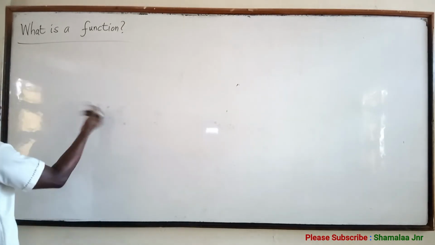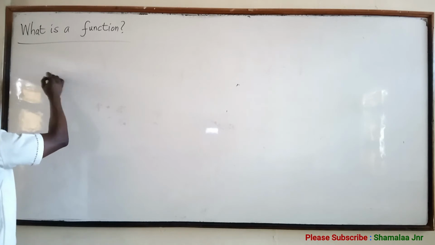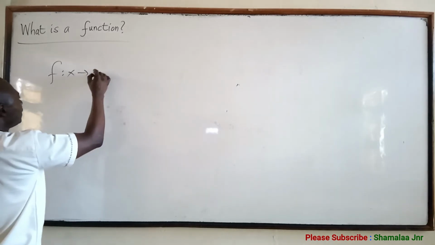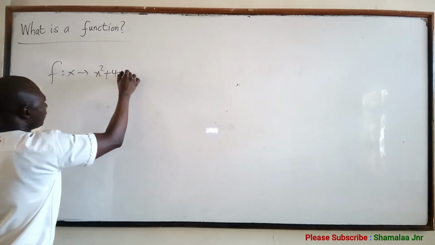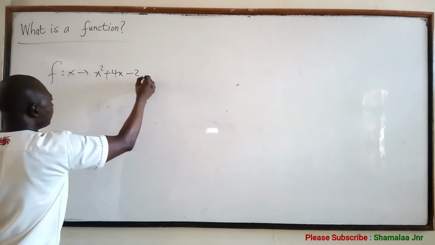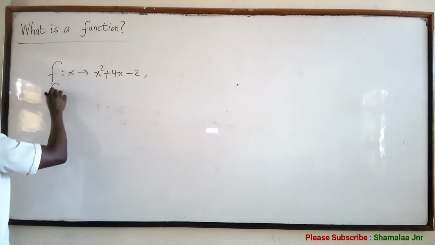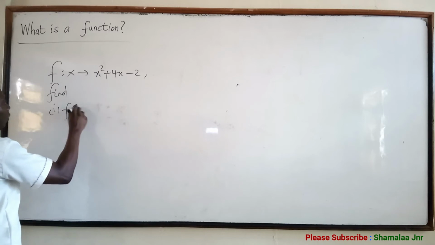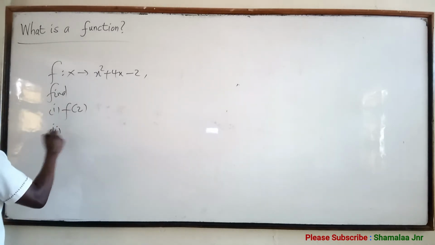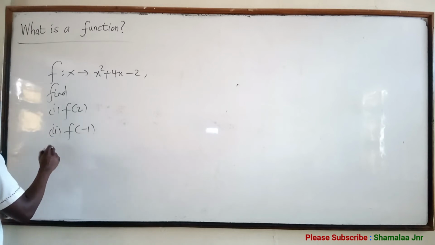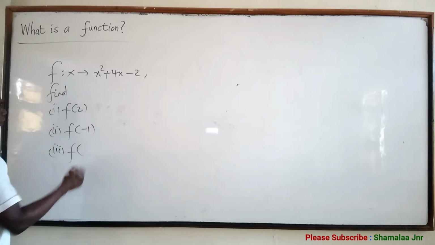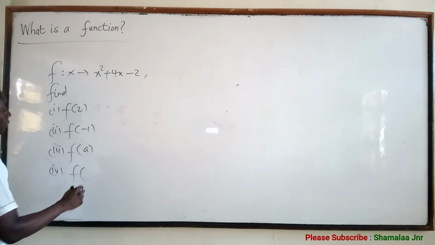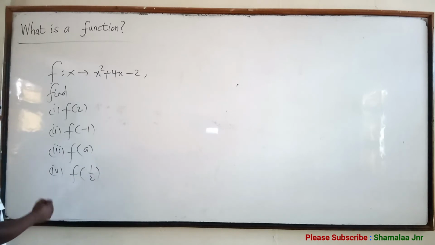You can give me something like a functional notation. You can give me something like this. If f is such that x maps onto x squared plus 4x minus 2, you can ask you to find (i) f of 2, (ii) f of negative 1, (iii) f of a, (iv) f of 1/2.